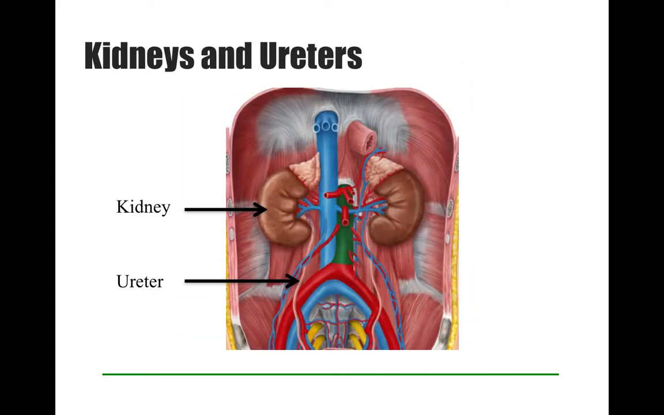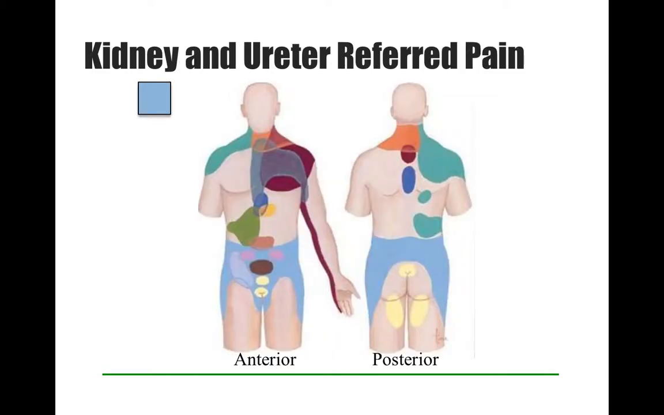The last thing, once you remove that parietal peritoneum, you can get into the retroperitoneal space and see the kidneys and your ureters as well. So here you can see those guys hanging out. And just some referred pain patterns from the kidneys and ureters. You see in this blue section right here, typically flank pain right there with kidney stones, things like that.